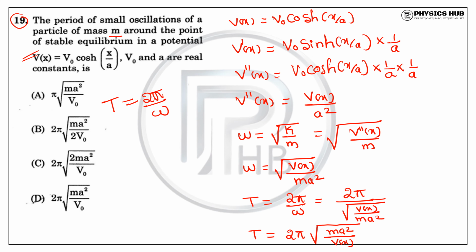The potential is given, that is V of x is equal to V naught cosh of x by a. We have to differentiate it once, differentiate a second time, and substitute the value in omega. Then with the value of omega, we put it in the time period. So we will finally get T is equal to 2 pi square root of m a square divided by V naught, that is in option D.